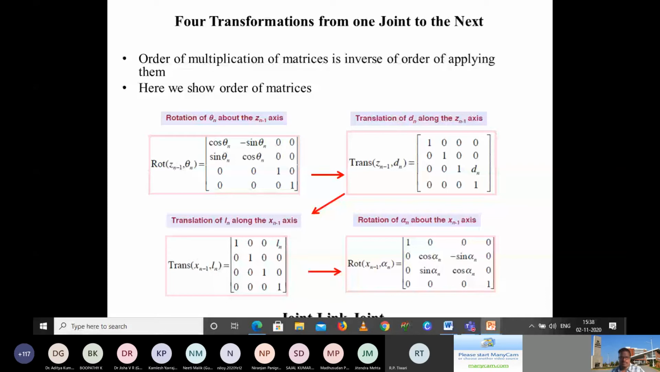Any doubt in these four transformations? Because after this we are moving to the next one. Any doubt, professors and faculty members? Any points I have to explain? If you have any queries, you can ask me. If no more queries, maybe we can take it at the end of the session.